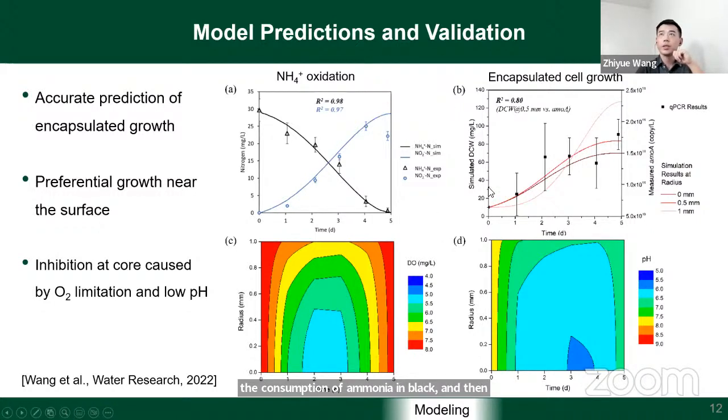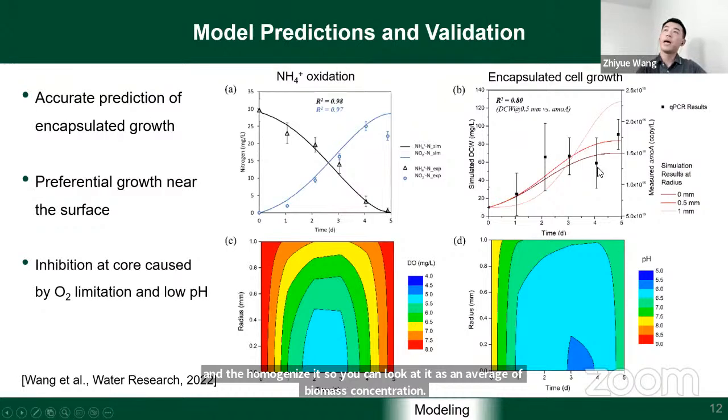And in figure B, it's again an overlay of experimental results from qPCR of amoA genes that shows growth over time. This growth is actually resulting from the aerobic enrichment of AOB. Since we extracted the DNA from whole beads and then homogenized it, you can look at it as the average of biomass concentration over the entire depth.